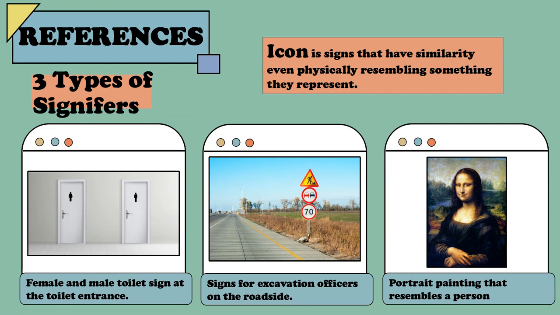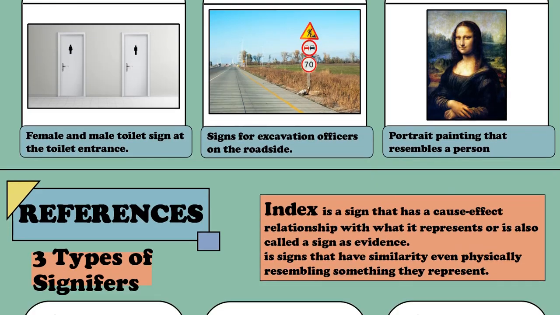Icon is signs that have similarity, even physically resembling something they represent. Three types of signifiers: female and male toilet signs at the toilet entrance, a sign for excavation officers on the roadside, and a portrait painting that resembles a person.